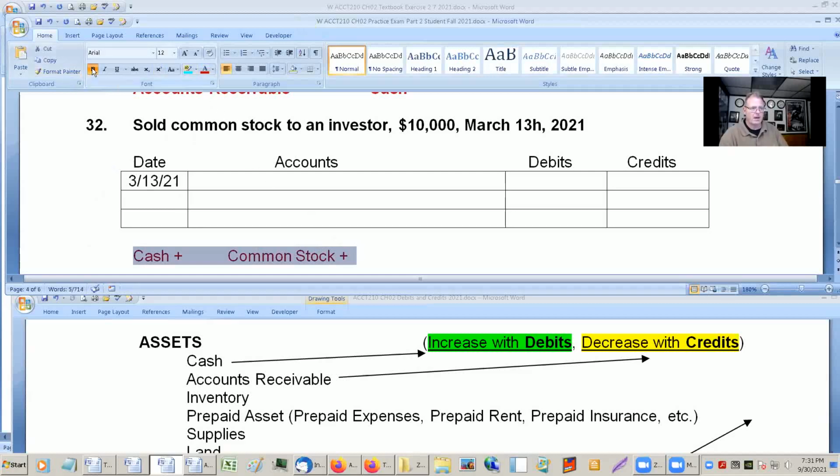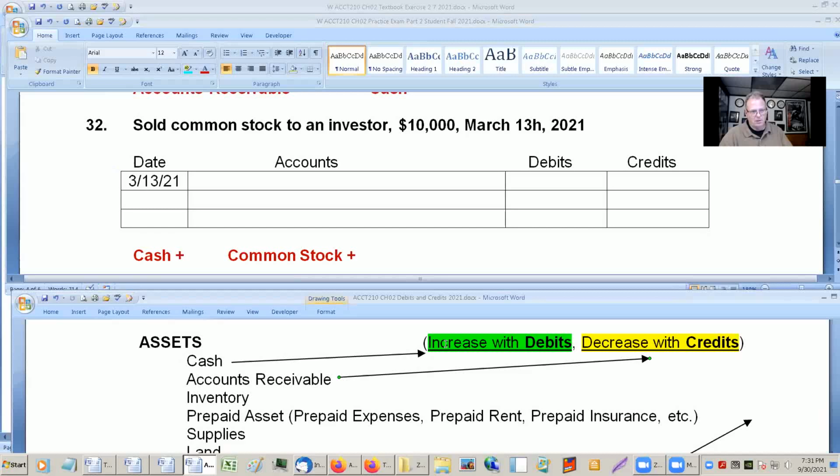Increase with credit. Yeah. And now I know when you see sold, you think, okay, it'd be sales or revenue, but this is dealing with the owners, and you don't have revenues and expenses with the owners. In this case, they're just buying more ownership. Okay, so cash is going up with a debit.